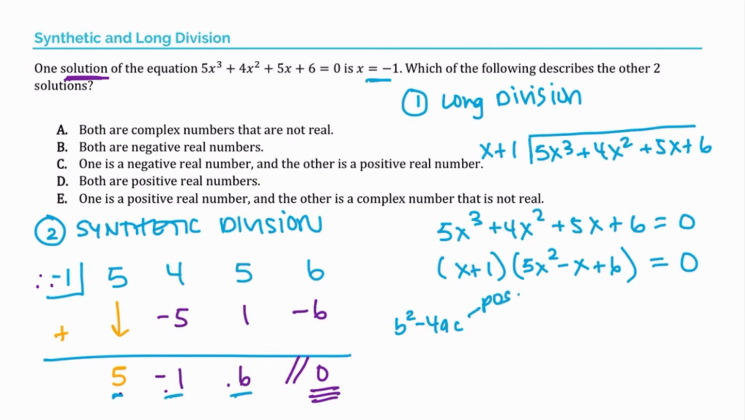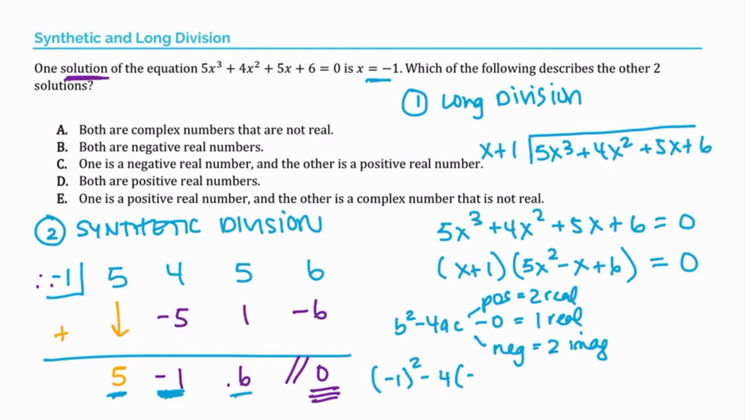Is that positive, in which case we'll have two real solutions? Is it 0, in which case we have one real solution? Or is it a negative number, in which case we have two imaginary solutions? So here we go, b squared minus 4ac. So our b is negative 1. So I'm going to have negative 1 squared minus 4 times a is 5.